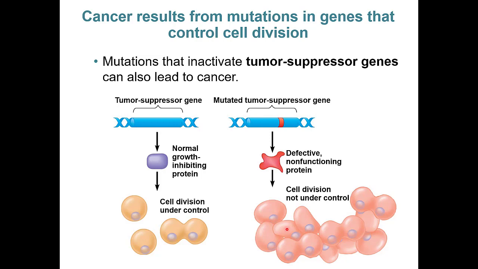Mutations can also turn off certain genes that are known as tumor suppressor genes, and that can also lead to cancer. So tumor suppressor genes are genes that prevent this uncontrolled division. And so if we have this tumor suppressor gene that is functioning correctly, it will produce a growth inhibiting protein which will keep cell division under control. If we mutate the tumor suppressor gene, we can have a defective protein here, and so we no longer properly inhibit the growth, and we get uncontrolled cell division and the formation of a tumor.